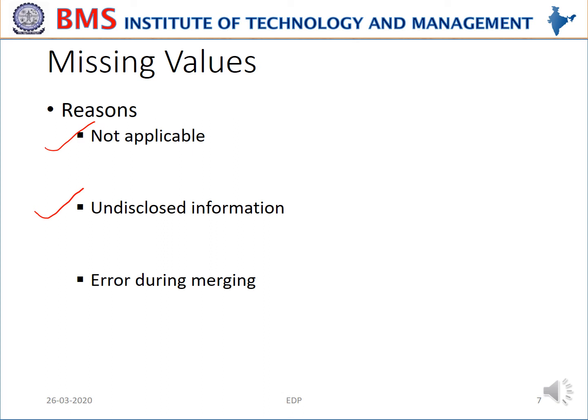And also error during merging. Say you're merging two data sets in which you have the name of the customer. In one data set, you have first name, last name, and middle name. And in the other data set, only name may be captured. Now, while merging these two data sets, this may result in some typo errors because there may be some incompatibility between first name, last name, and when the name is taken as a single name.